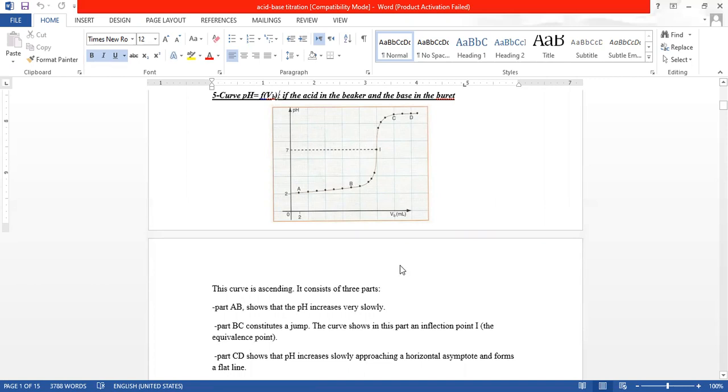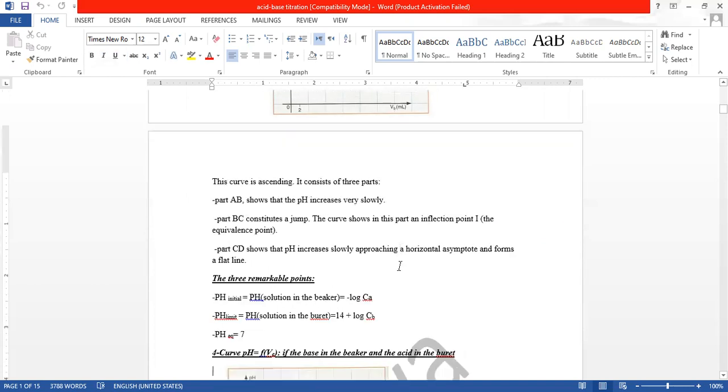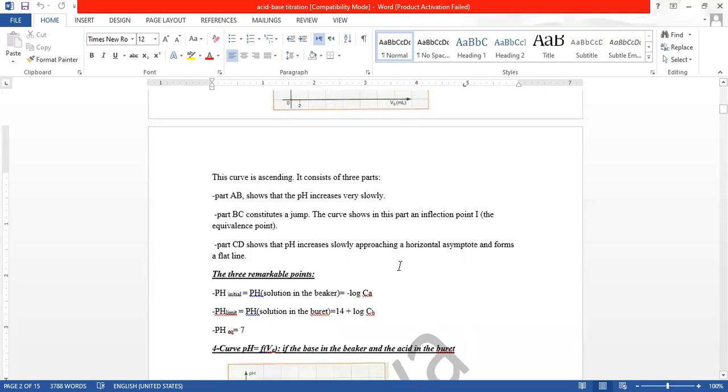The initial pH is always the pH of the solution in the beaker. In this case, we have a strong acid, so pH is equal to −log CA. The limit pH, or the final pH, is the pH of the solution in the burette. In this case, we have a strong base in the burette, so it is 14 + log CB. And the pH at equivalence is equal to 7.